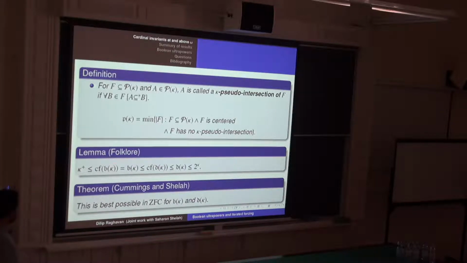It's a well-known fact that the cofinality of B kappa is at least kappa plus, and B kappa must be regular and less than or equal to the cofinality of D kappa, which is of course bounded by 2 to the kappa. And it's a theorem of Cummings and Shelah that for any infinite regular kappa, this is the best possible you can do in ZFC. For omega, this was known a long time ago. This was by Hechler for omega. But for uncountable kappa, Cummings and Shelah did this.